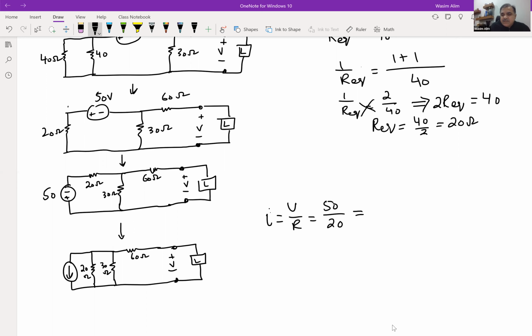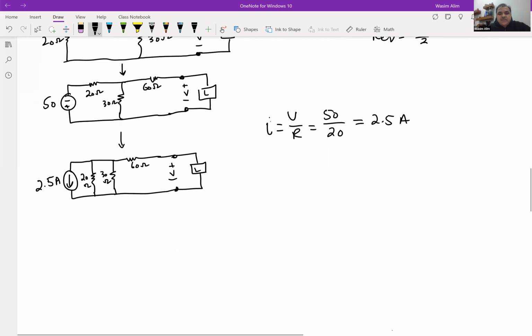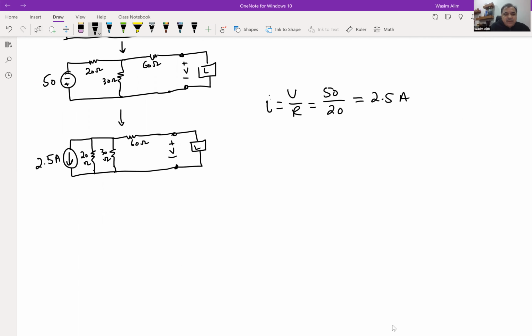So when you look at this, if you do the division of 50 divided by 20, that is 2.5 amperes. Okay, so that is the magnitude of this current source, 2.5 amperes. The next step that I want to go through is combining these two resistors that are connected in parallel, right?